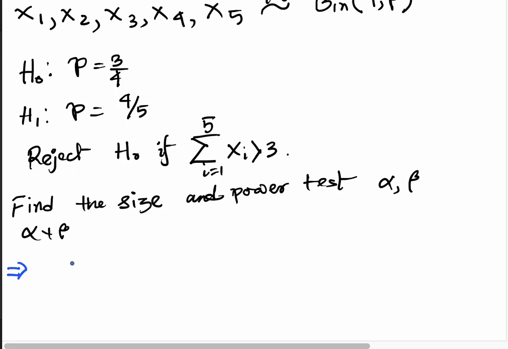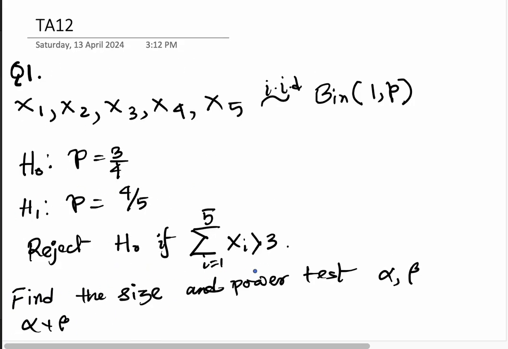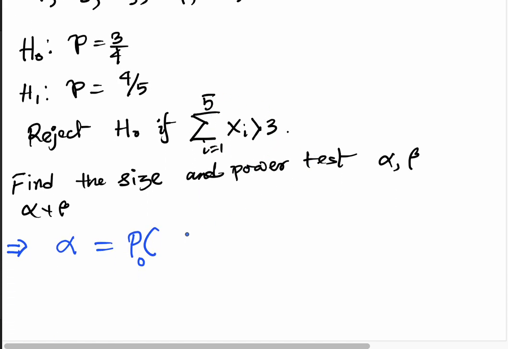So what does this alpha mean? Alpha is the type 1 error. That means the probability that H0 is true, but I am rejecting the null hypothesis. The null hypothesis is true, and in this condition I reject the hypothesis. We reject the hypothesis if the summation of Xi, i from 1 to 5, is greater than 3. If this condition is satisfied, then we will reject the null hypothesis. So what is the probability of that?